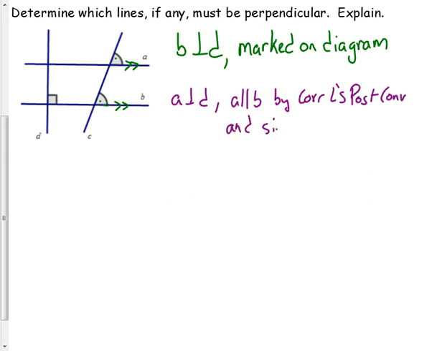And since B is perpendicular to D by the perpendicular transversal theorem, A is perpendicular to D as well. So since we have parallel lines and it's perpendicular to one, it's perpendicular to the other.